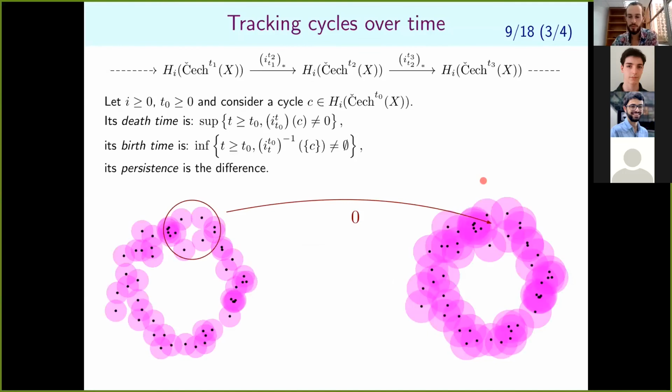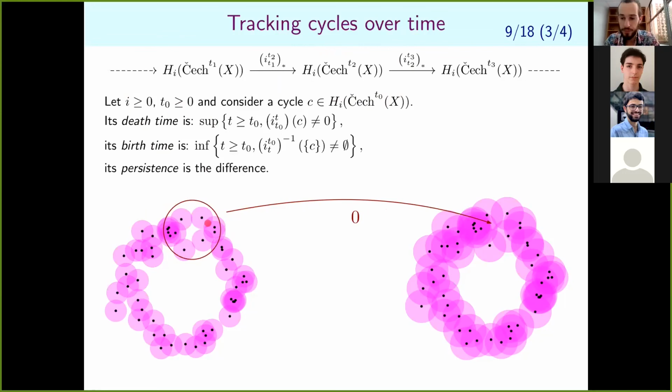For instance, say I am here in H1 of Čech, and I have this cycle here. And I wonder, is it a persisting cycle? I look at the higher values of filtration, and very quickly, this cycle will be sent to zero, right? There will be a homology group very soon where the induced map will be zero. So its death time will be close to this value, and you can also see that its birth time is close. So at the end, the persistence of this cycle here, this hole, is small.